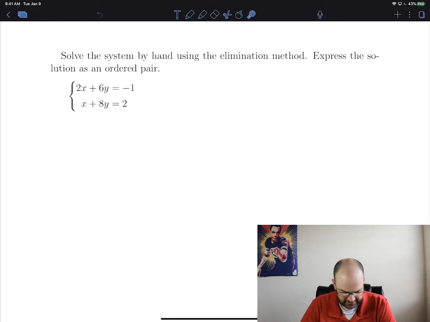And so if we look at this, notice that there's a 2 here and a 1 here. The least common multiple between 1 and 2 is 2. And between 6 and 8, the least common multiple is 24. So I can multiply top and bottom to get the x's to have the same coefficient but opposite sign, or to get the y's to have the same coefficient but opposite sign. Either way works. But in this situation, it's actually easiest to get rid of the x's, because if you notice, that's already a 2 there. The 2 doesn't need to change. So as a result, we can just leave it as it is.